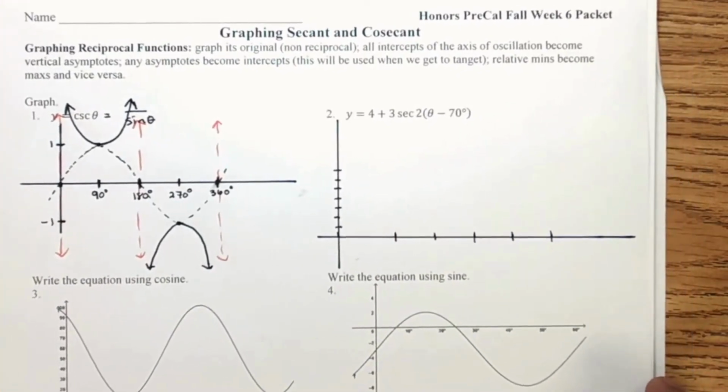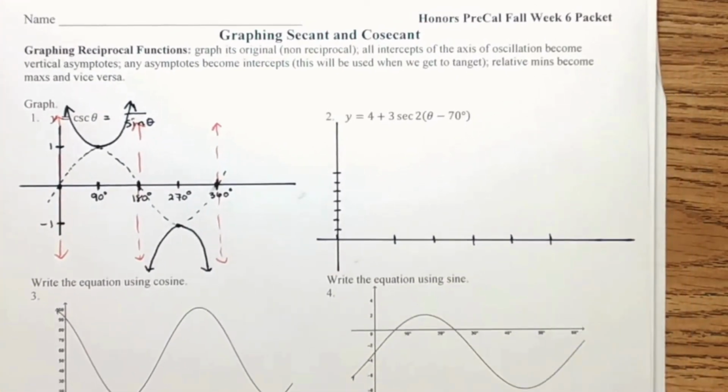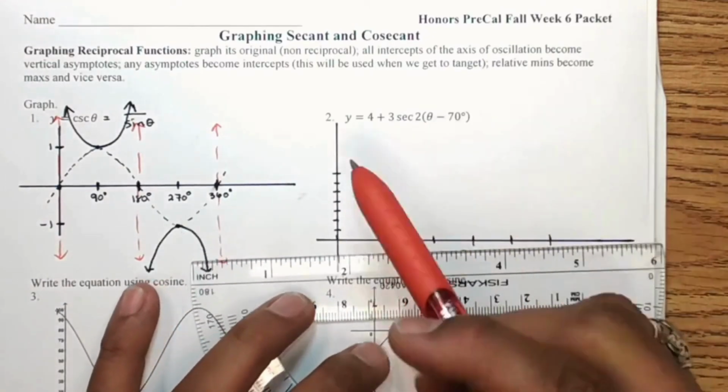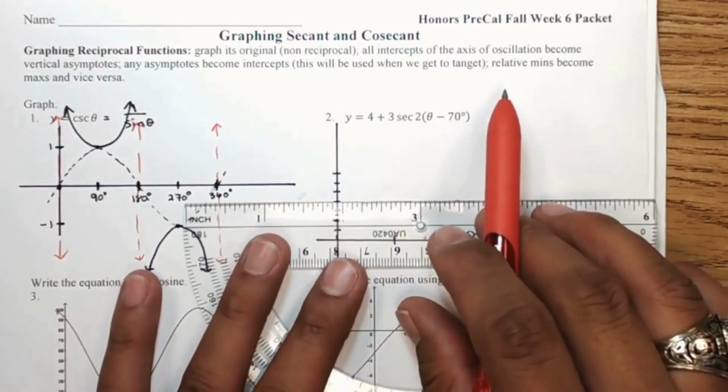So what about secant? Well, secant is a reciprocal of cosine. So what we're going to do is dash in the cosine graph. You can see that I did a little bit of prep work, so you can do VAPI on this. My vertical shift is up 4. So 1, 2, 3, 4. This is where my middle is.